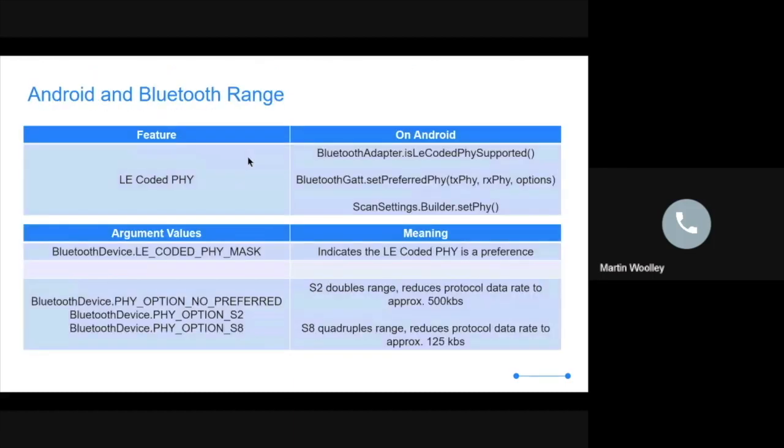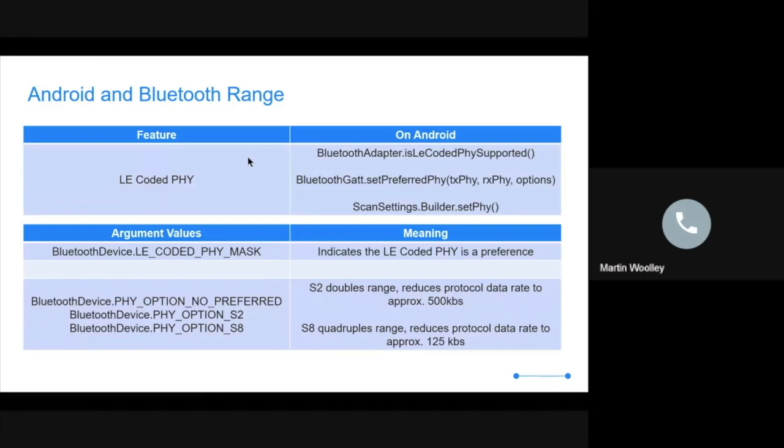As Android developers, you have access to this if the 2 devices concerned support it. You can determine whether or not it's supported on the local device. You can request the use of LE coding through set preferred PHY. You can specify you want to use the LE coded PHY if your device is broadcasting, and so on.